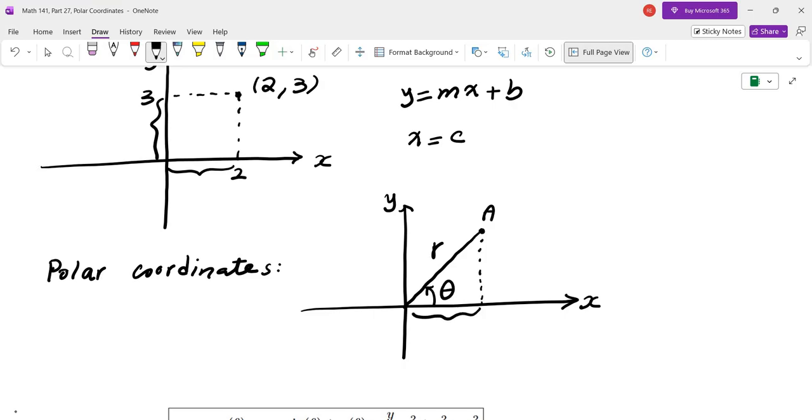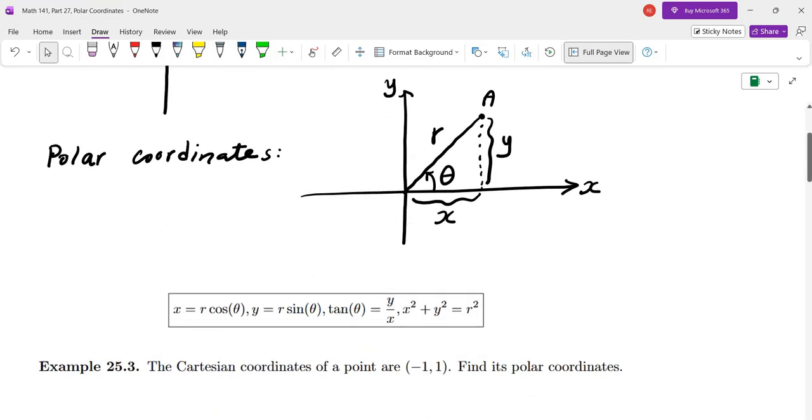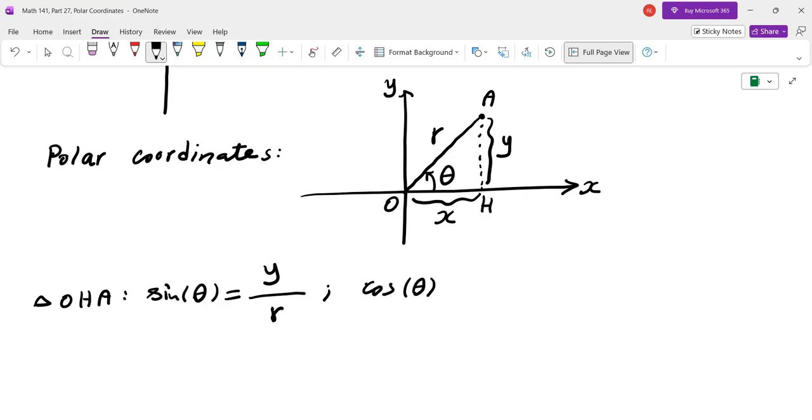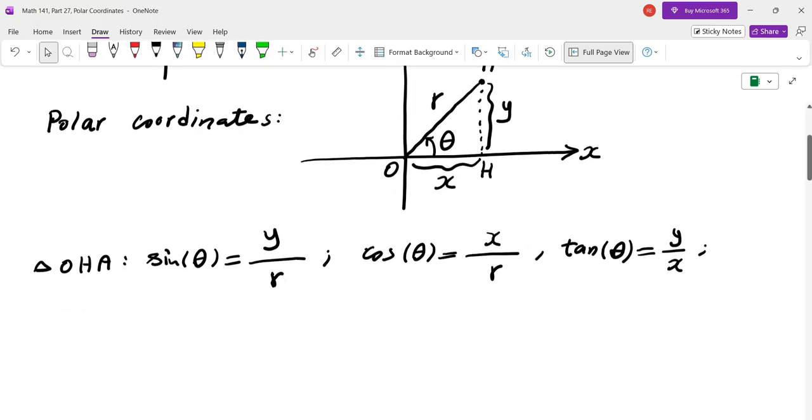Now, the relations between x, y, and r and theta are very important. So what are those relations? If you look at the triangle OHA, you can write down sine of theta as opposite, which is y, over hypotenuse. r is the distance to the origin. We can write down cosine of theta as adjacent over hypotenuse, tangent of theta as opposite over adjacent, and then by the Pythagorean theorem, x squared plus y squared is equal to r squared.